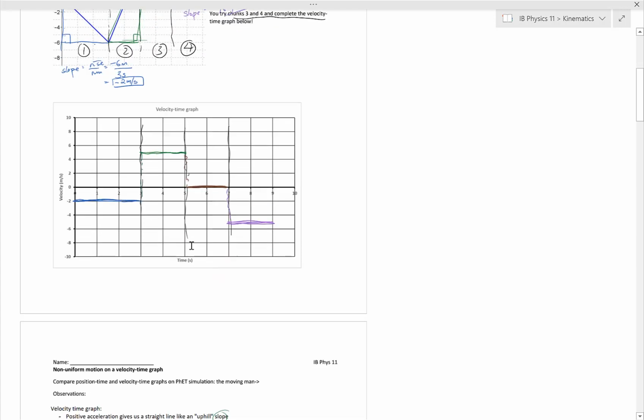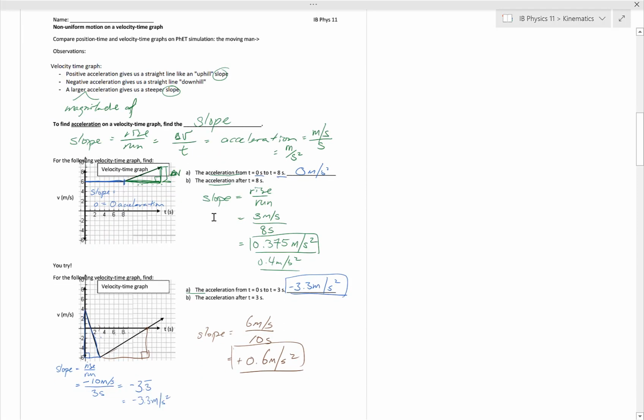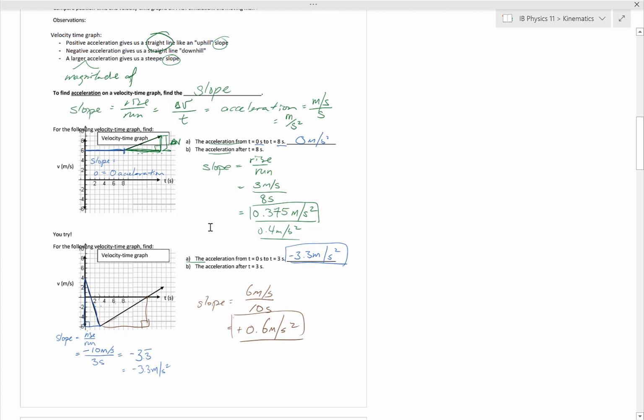Okay. Then we jumped into acceleration. So when we have a non-uniform motion, what do we expect on a velocity time graph? What we would see as a curve on a position time graph translates into a straight line on a velocity time graph. And this is where we learned about finding the slope on a velocity time graph gives us our acceleration value. So this was the second video.